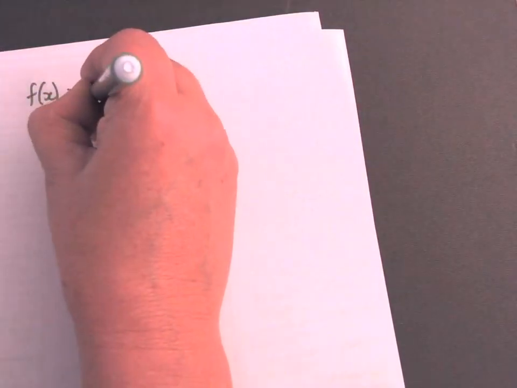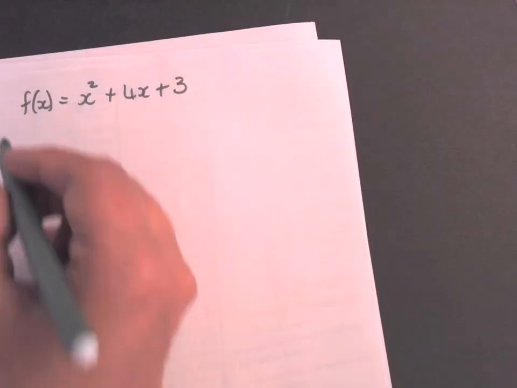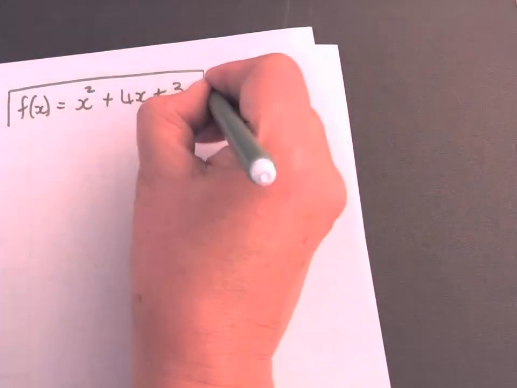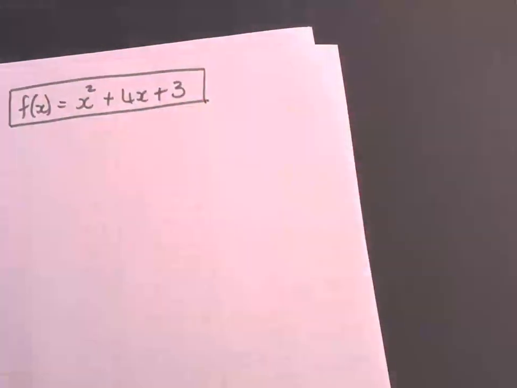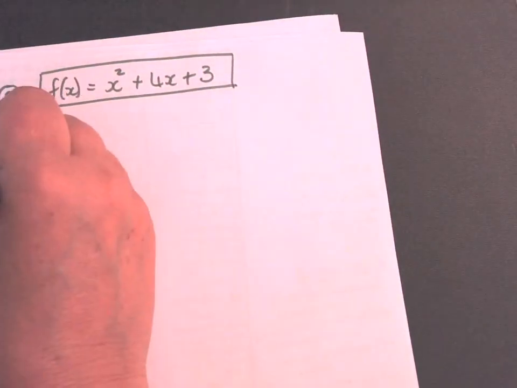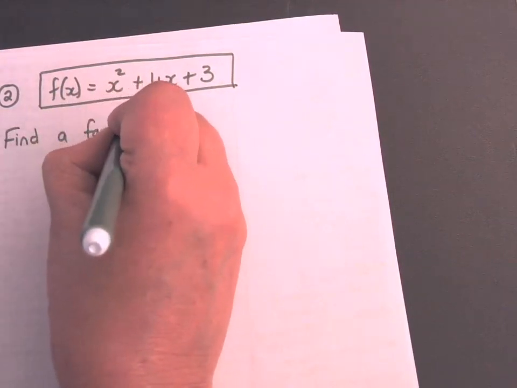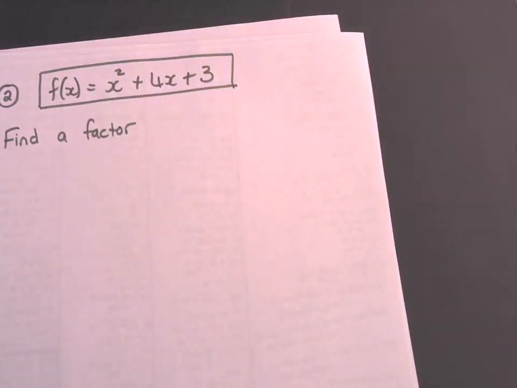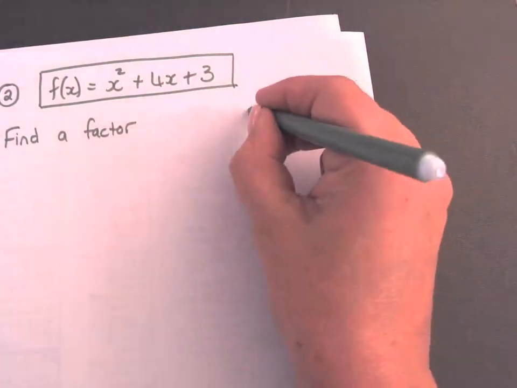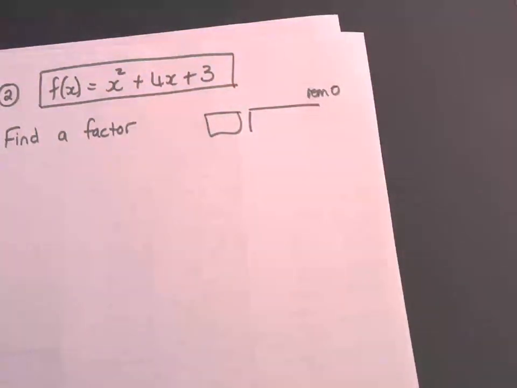f(x) equals x squared plus 4x plus 3. We have that one. Right? The question is: find a factor. Now, how do I know what the factor will be? With what must I divide here so that I get a remainder of 0?